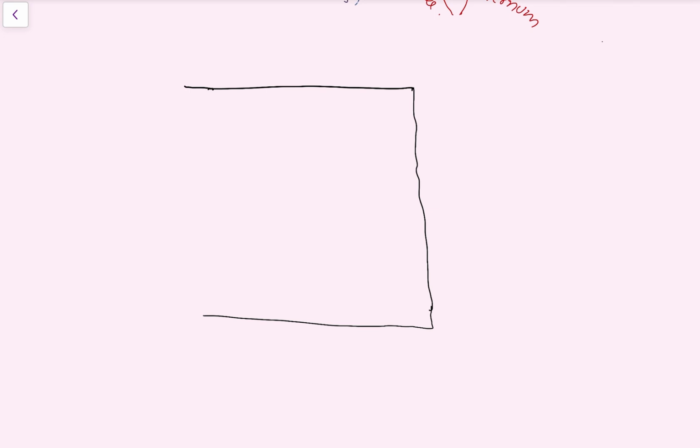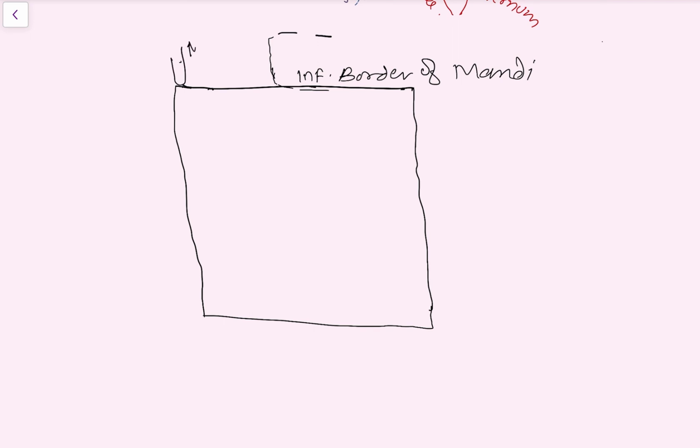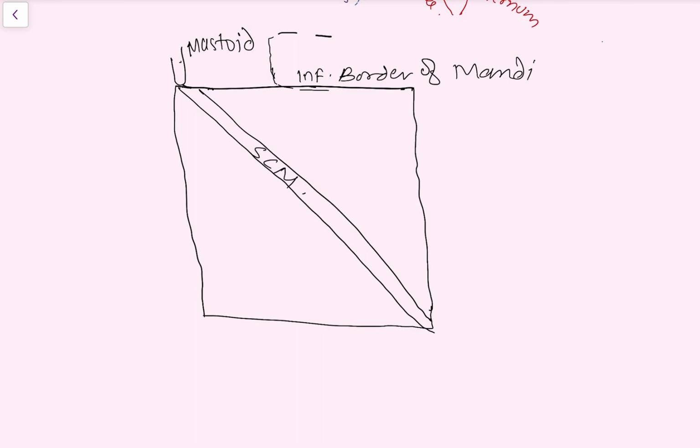We will remember it as this: a simple inferior border of mandible. This is our anterior triangle, right? So this much is your inferior border of mandible, right? And this is the mastoid, right? And this is our SCM, right? This is the hyoid, right? And then the muscles.